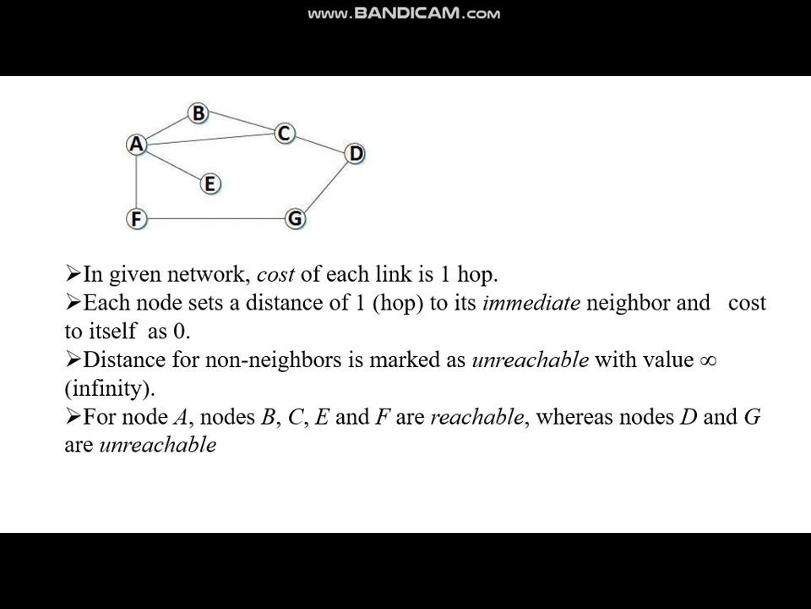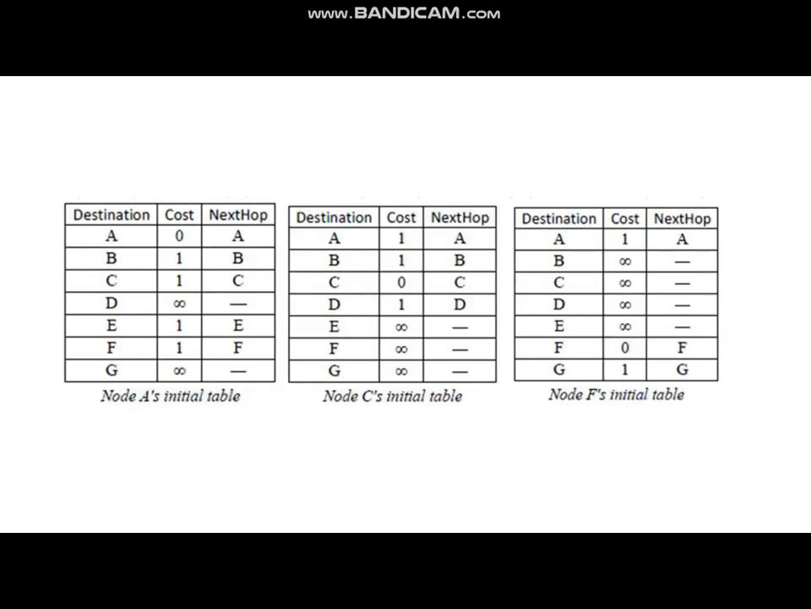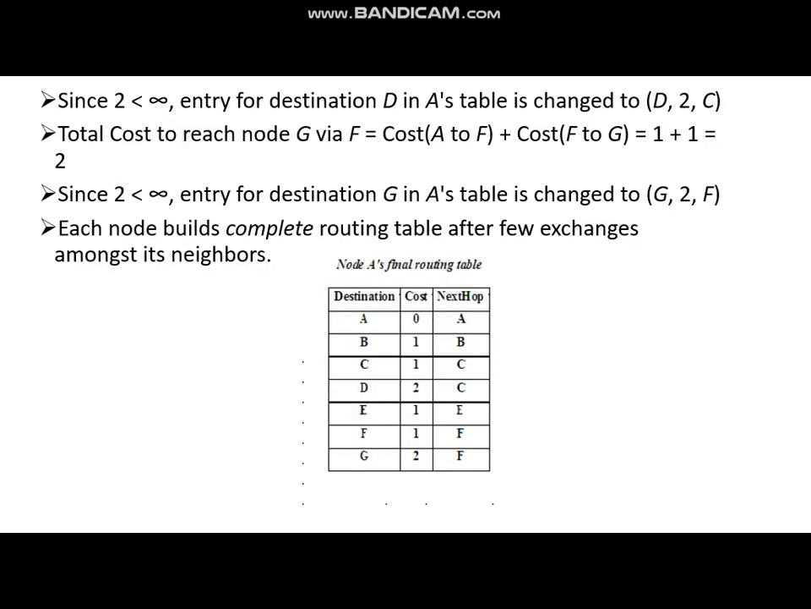In the given network, the cost of each link is one hop. Each node sets distance 1 to its immediate neighbors and cost 0 to itself. The distance to non-neighboring nodes is marked as unreachable, or infinity. Node A and nodes B, C, E and F are reachable, whereas D and G are unreachable. This is the initial table for A, node C and node F. Here A to A cost is 0, A to B cost is 1 and A to C cost is 1. A to D has no direct link, so the value is infinity. A to E cost is 1, A to F cost is 1, and there is no direct link for A to G, so the cost is infinity. Like that, all the tables will be filled.